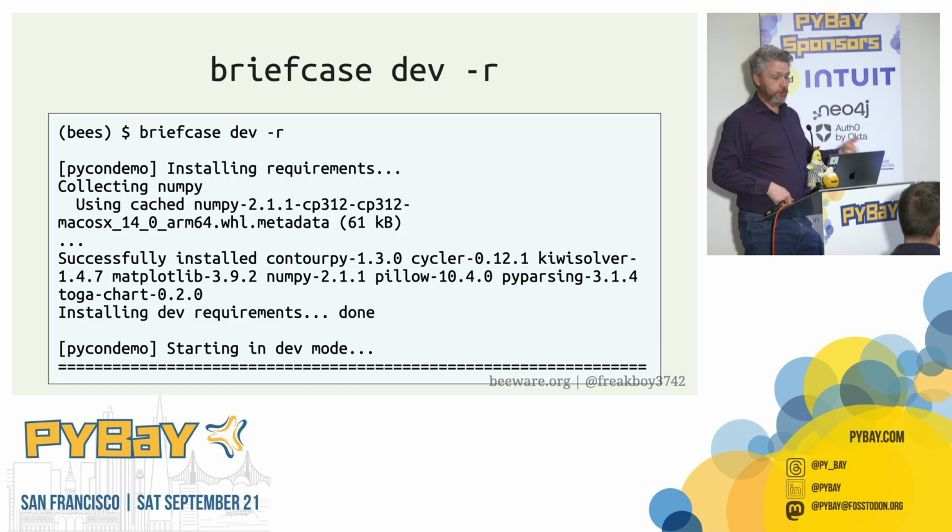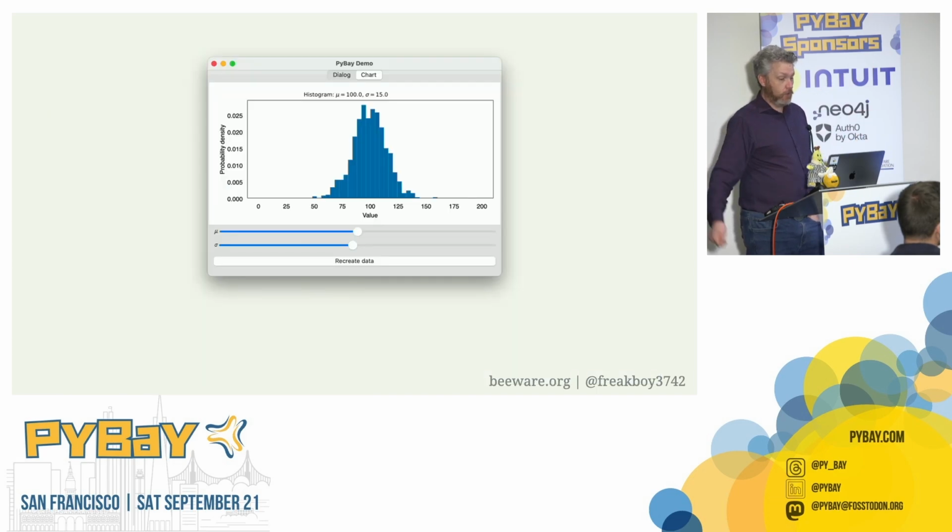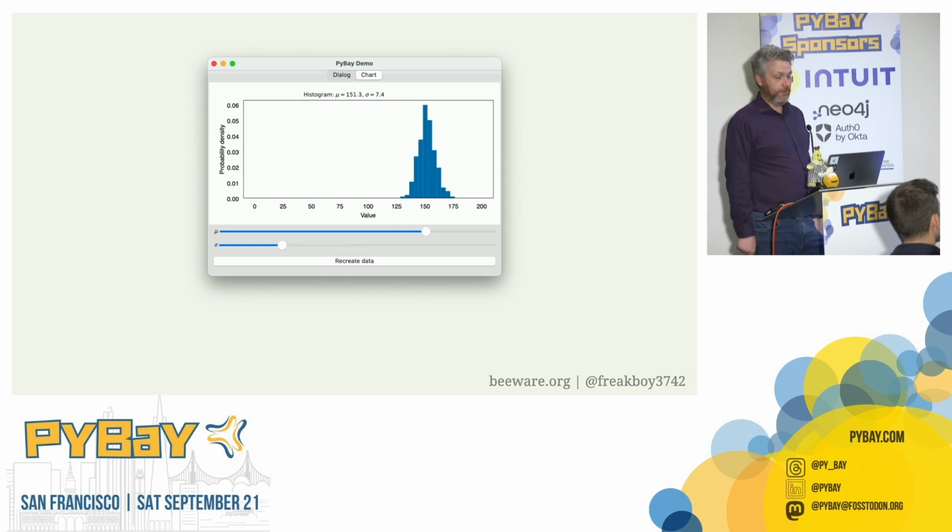That'll install NumPy, Toga chart, and all of the downstream requirements of those packages, and then we'll see an app that has 2 tabs, and if we select the second tab labeled chart, you'll see a chart with 2 sliders and a button. We press the button, we get a fresh sample of 1,000 data points, we move the sliders, and the chart will update itself, modifying the mean and standard deviation. Okay, so we've got our app running in development mode on our laptop. Let's get it onto our phone.